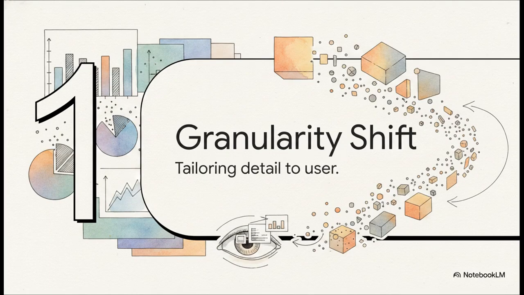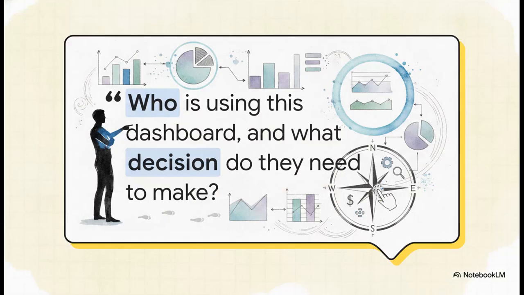Section 1. The granularity shift. Tailoring detail to the audience and the decision. Now, you might be wondering, what does that actually mean? Well, this shift is absolutely the fundamental paradigm required for effective design. For years, the default question in analytics has been, how much data can we possibly show? We basically wanted to cram every conceivable metric onto a single screen. But actually, scratch that. The much better question is, who is using this dashboard and what decision do they need to make? We have got to stop prioritizing volume and instead focus strictly on the user's specific role and the actions they need to take. The detail has to be meticulously tailored to the audience.